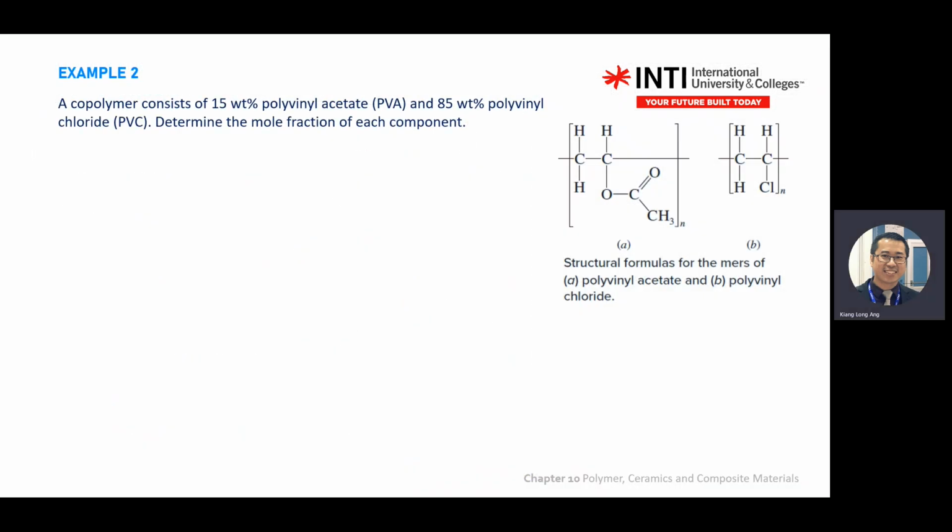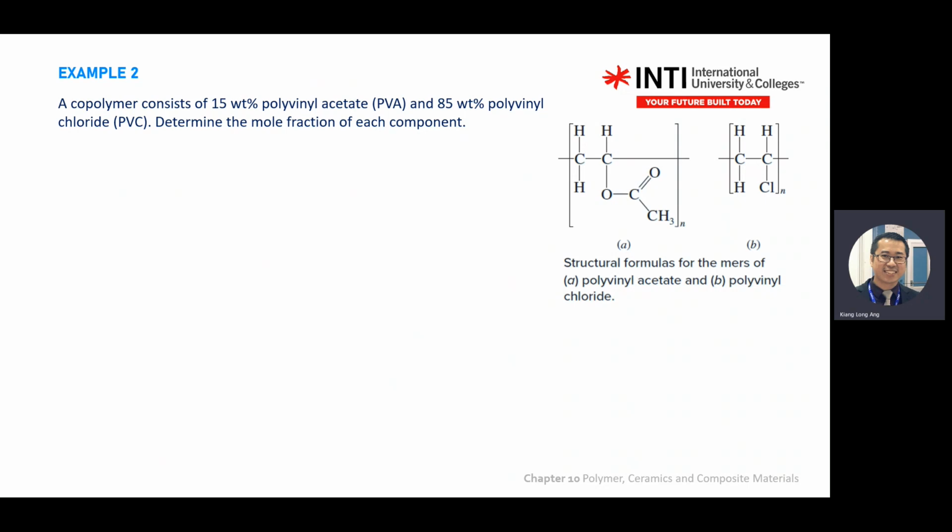Okay, we do a little bit of exercise on calculation. So you're given PVA. So you'll see the PVA monomer in your question. A is polyvinyl acetate, B is polyvinyl chloride. So you're given the monomer here.